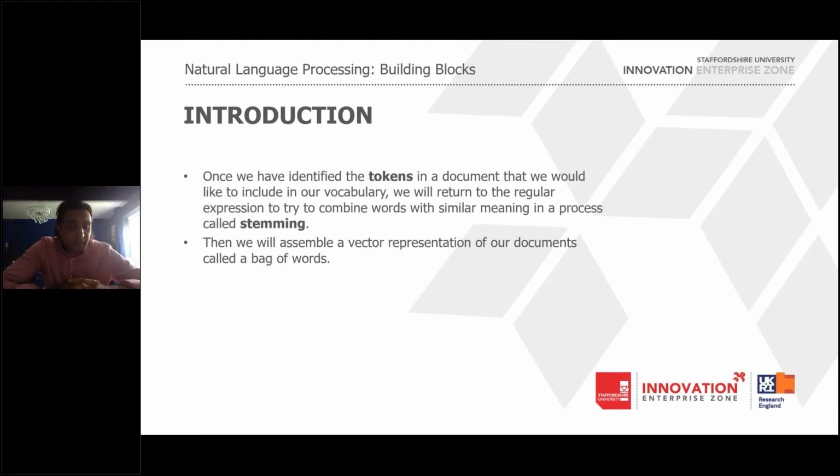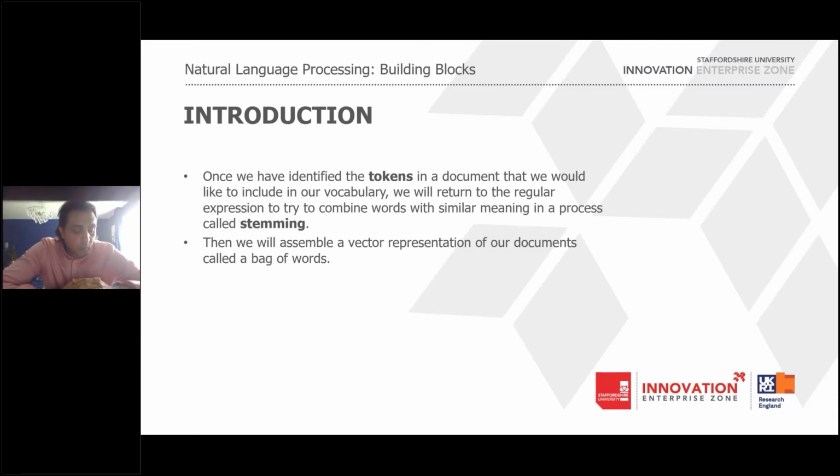Once we have identified our tokens in a document, we would like to include them in our vocabulary. So once you want to build a natural language processing solution, you need to make sure that you build the vocabulary suitable for such a solution. We will return to regular expressions to try to combine multiple words with similar meaning in a process we're going to call stemming.